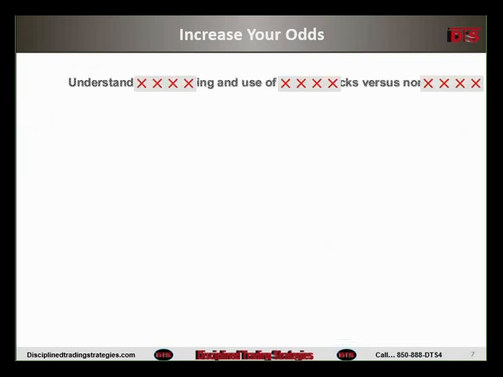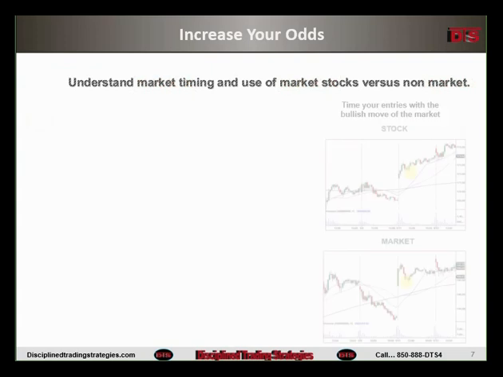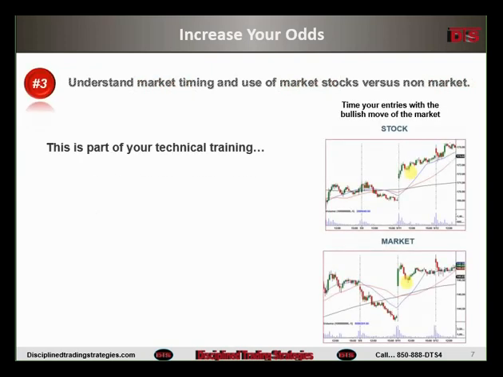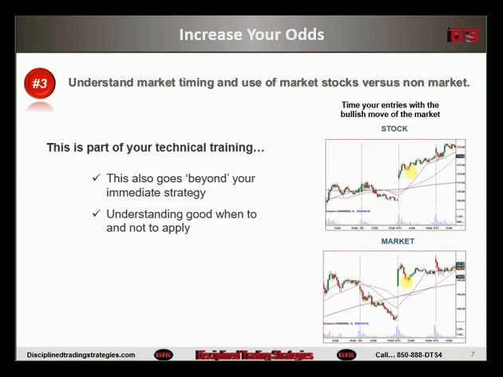I'm going to go on to the next one, number 3. Understanding market timing and use of market stocks versus non-market stocks. I kind of threw a couple of similar concepts together here, although they're not really the same. This also goes beyond your immediate strategy, understanding when to apply and when not to apply. It can complement or negate a trade. It often is common sense.